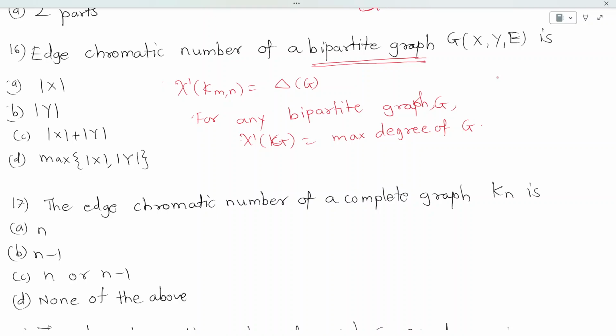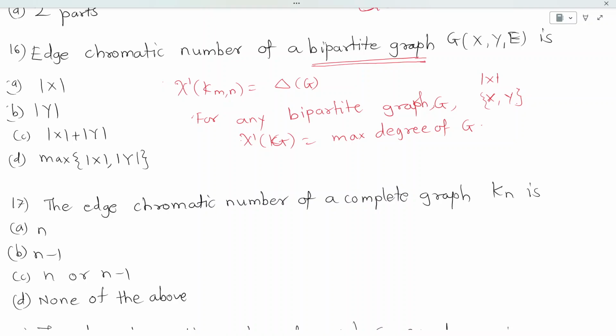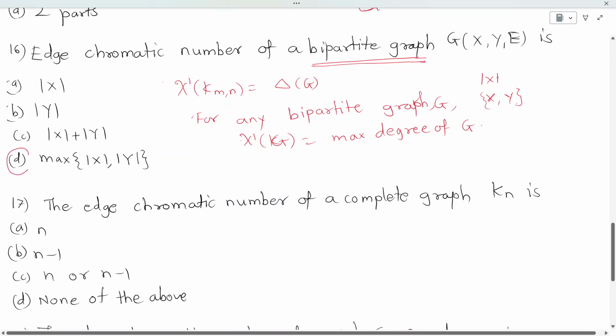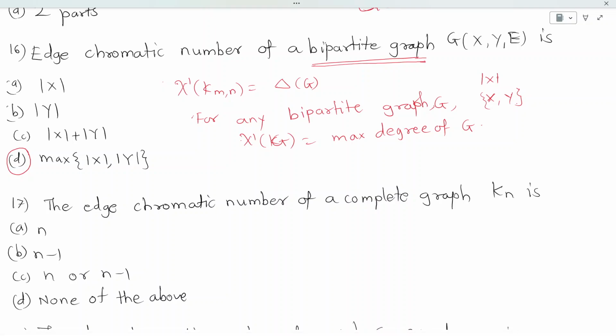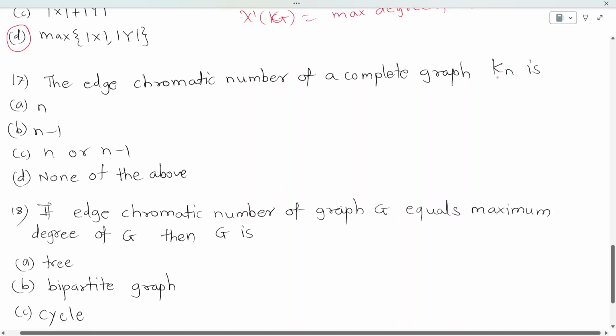And for a bipartite graph with bipartition X and Y, we don't know what is the cardinality of X and cardinality of Y and which number is largest, but the largest of cardinality of X and cardinality of Y will be the edge chromatic number of graph G. So maximum of cardinality of X, cardinality of Y will be the correct option. Edge chromatic number of a bipartite graph is maximum of cardinality of X, cardinality of Y.